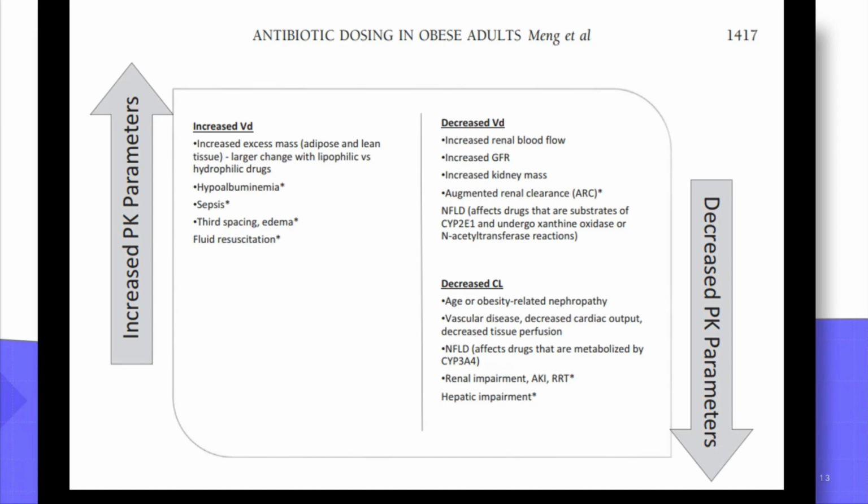So this is a summary diagram that comes out of a paper that I will actually show you the full reference for later. That is titled A Comprehensive Guide for Dosing Antimicrobials in Obesity. And so we just see the overall summary here of PK parameters and how they can be changed in obesity, whether we have things that lead to increasing volume of distribution, and then the counterbalance on the other side, things that can lead to decreasing volume of distribution as well as decreasing clearance.